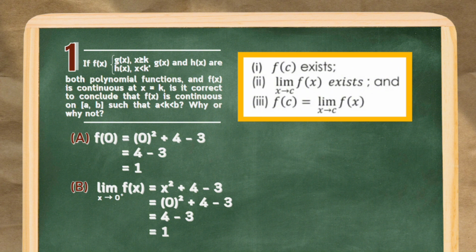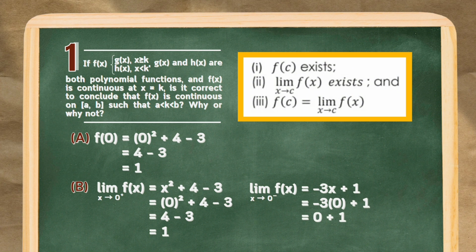Next, we need to solve the limit of f of x equals negative 3x plus 1 as x approaches 0 from the left. Just like the first problem, we just simply substitute the 0 for x since our x value is 0. So magiging negative 3 times 0 plus 1, and 0 plus 1 is equal to 1. So as you can see, the second condition is satisfied because both equations are equal to the same number, which is 1.